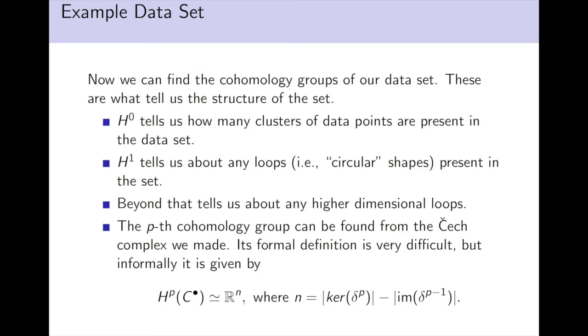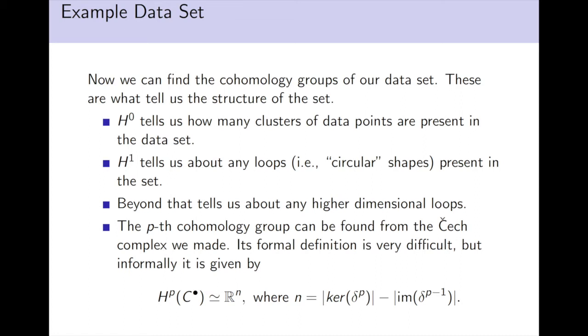There are infinitely many cohomology groups. It starts at 0 and continues on through all of the positive integers. But for our example, we only need H0 and H1. H0 is going to tell us about how many clusters of data points are present in our data set.